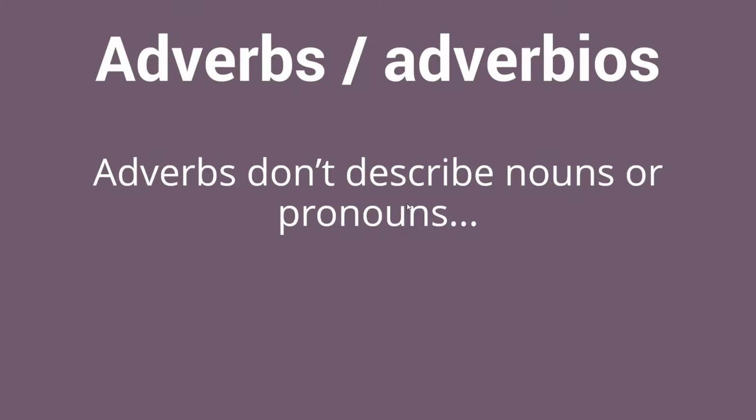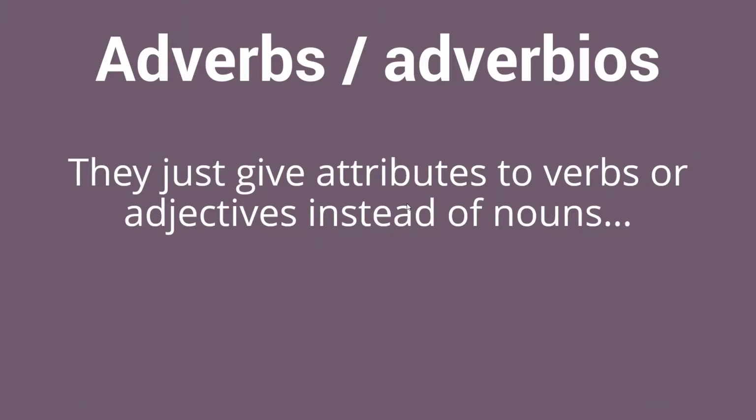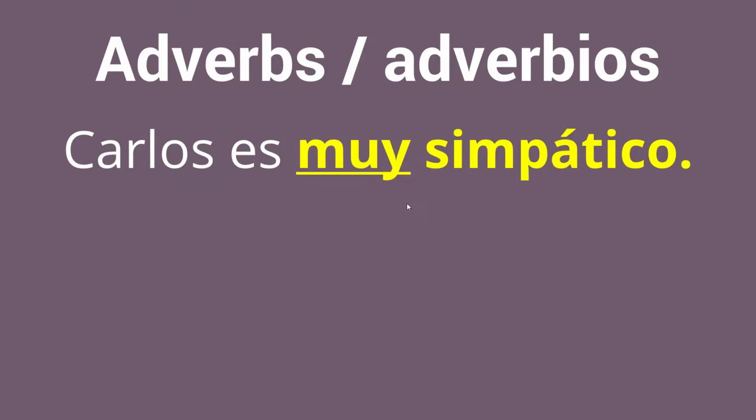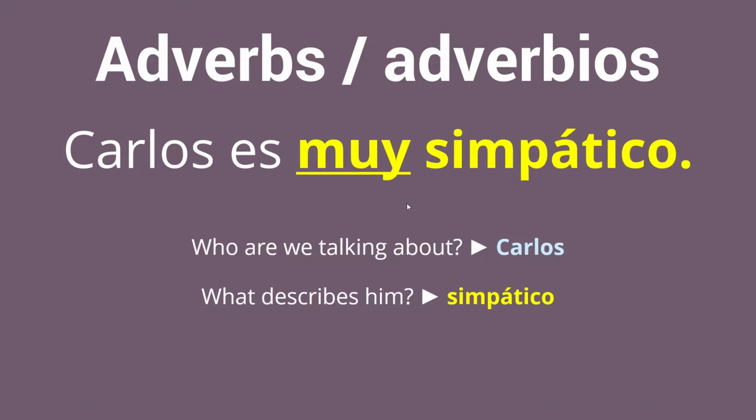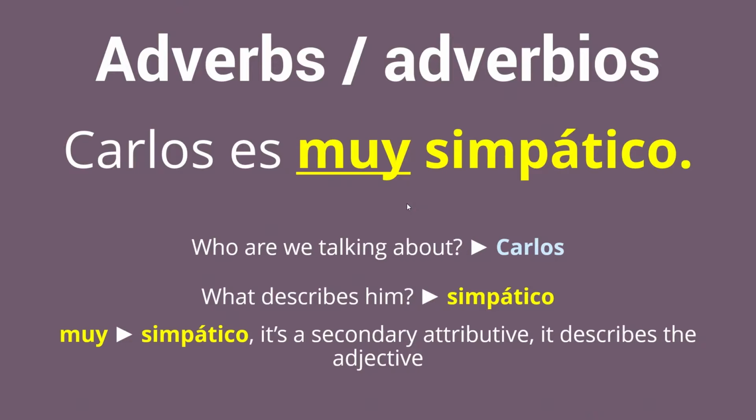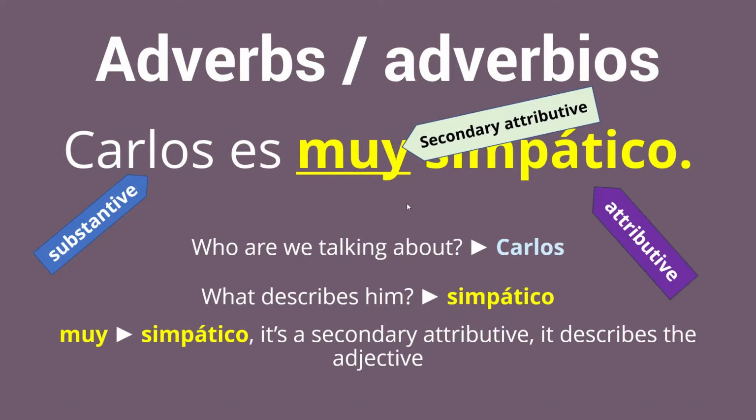Adverbs don't describe nouns or pronouns. They just give attributes to verbs or adjectives instead of nouns. So, look at this example. Carlos es muy simpático. Who are we talking about? Carlos. What describes him? Simpático. Muy simpático is what we call a secondary attributive. It describes the adjective. So, the person we're talking about, the substantive, is Carlos. The attribute that we assign to him is nice, simpático. And then the degree of nice is the secondary attribute, or secondary attributive, and that's muy.